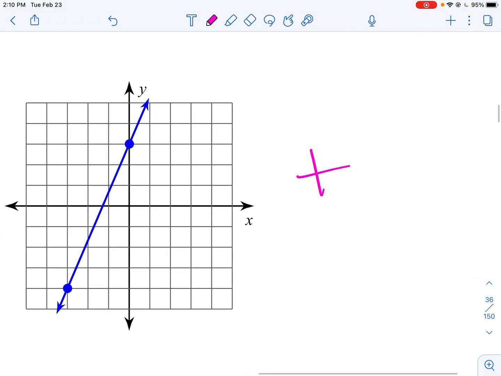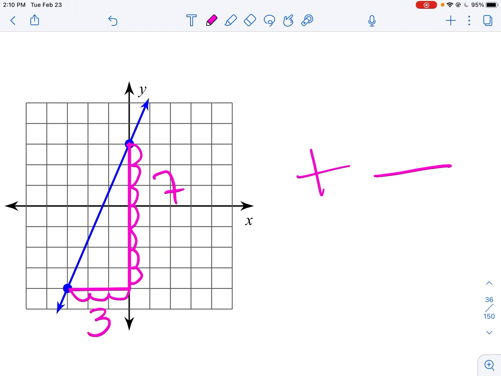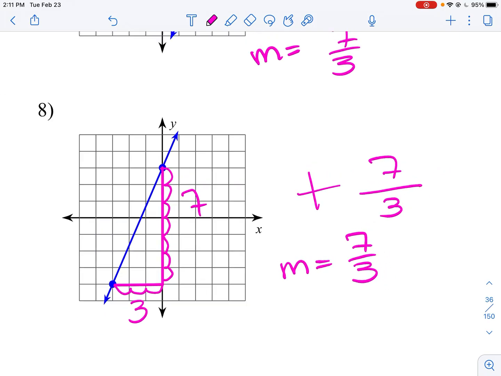This next one, positive slope. 1, 2, 3, 4, 5, 6, 7 over 1, 2, 3. So 7 over 3. So my slope equals 7/3.